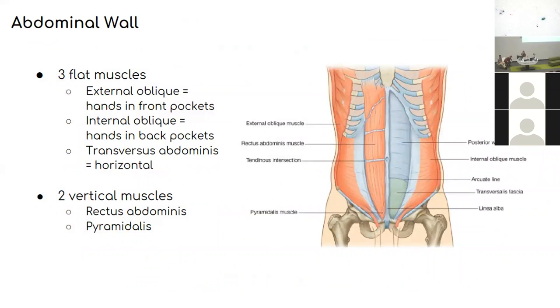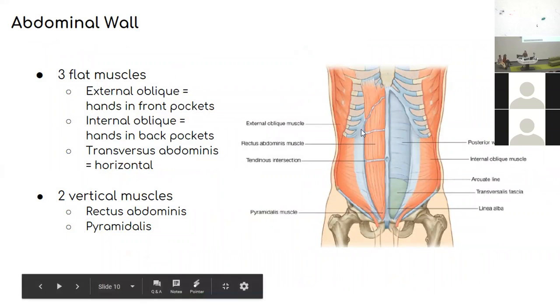Talking about the abdominal wall, there are your three flat muscles. The external oblique, which you can think about as running like putting your hands in your front pockets. Your internal oblique runs as if you're taking your hands out of your back pockets, and the transverse abdominis runs horizontally. Then you've got two vertical muscles, the rectus abdominis, and the pyramidalis, which no one cares about, but it's there.